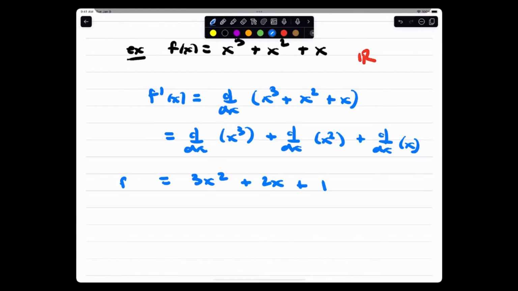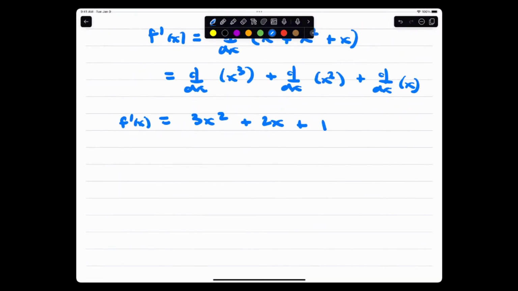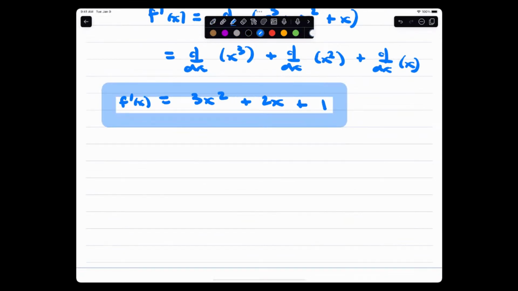Okay, so that's a nice polynomial. So it never does not exist, right? It's defined everywhere. So we just have to check to see where that derivative equals 0. Where is it equal to 0? Well, let's set that equal to 0.